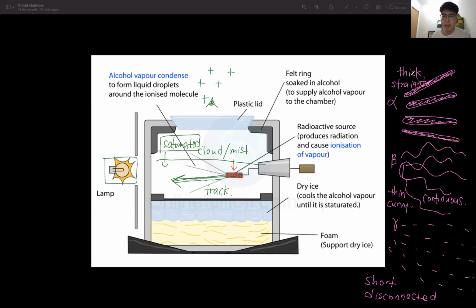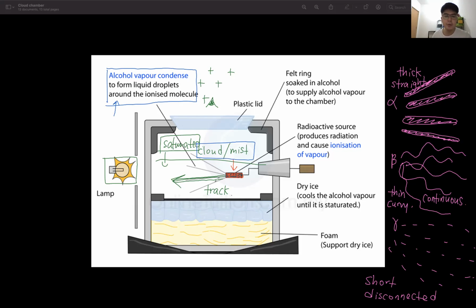So how do you identify? You look at the types of track that you see inside the cloud chamber. Now, you see the cloud form because of ionization. The radiation has ionization power, it ionizes the air and causes the air to condense. So it's explained here: alcohol vapor condenses to form liquid droplets around the ionized molecules.